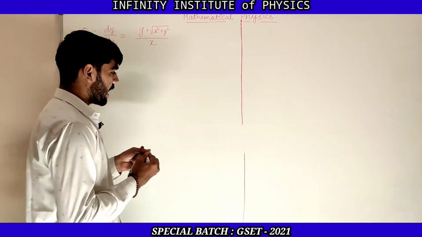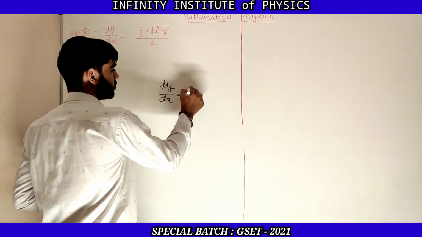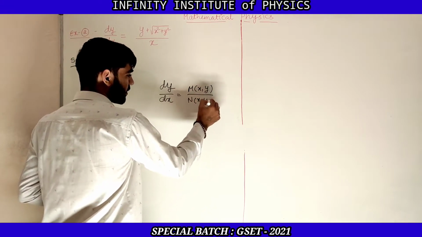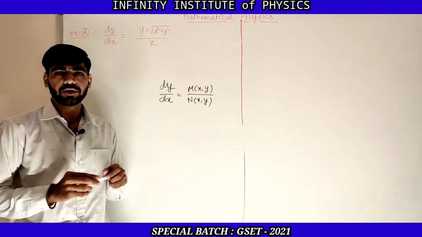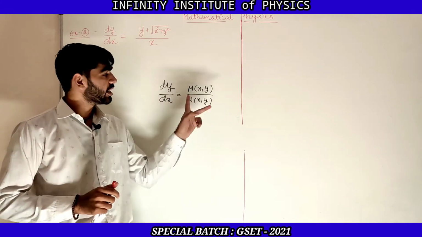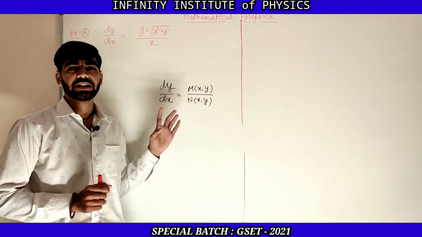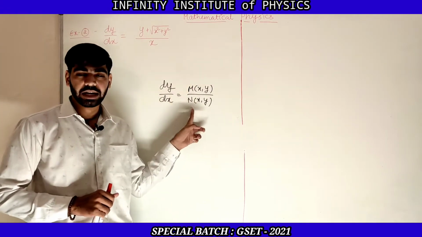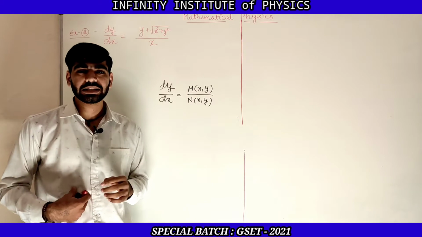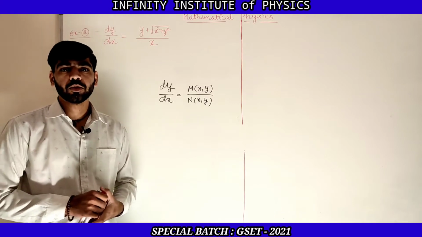If you can write the given differential equation in the form dy by dx is equal to M of x, y upon N of x, y, then it is said to be homogeneous if M and N both are homogeneous functions and also of the same degree. That means the degree of M and N should be equal, and both are homogeneous. That means the constant part should be 0 in these two functions. If this condition is satisfied, then and only then you can say it is a homogeneous equation.